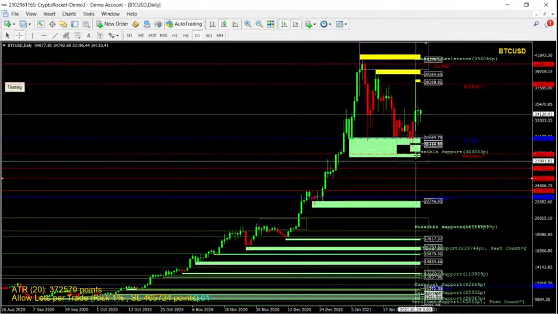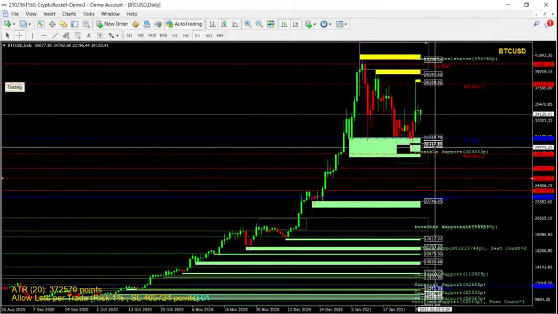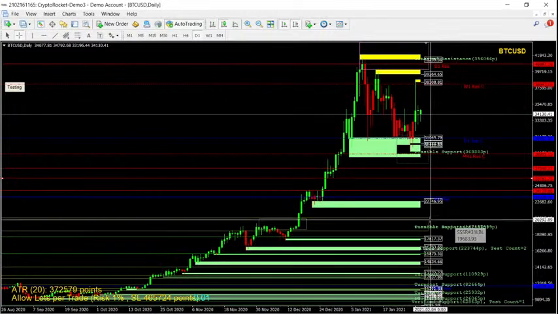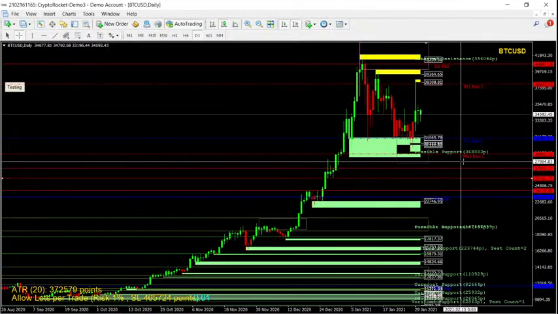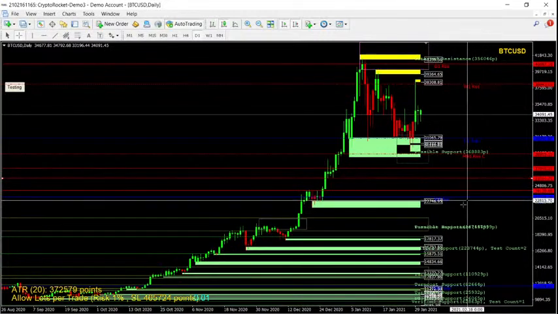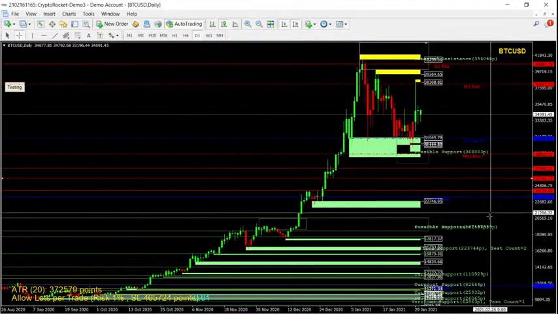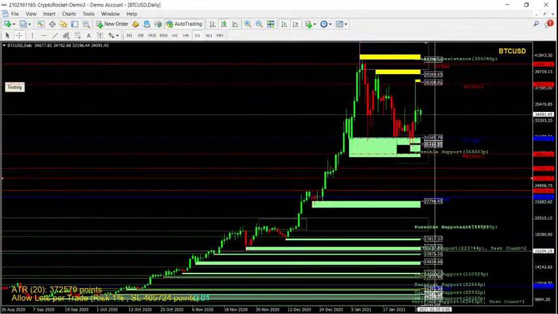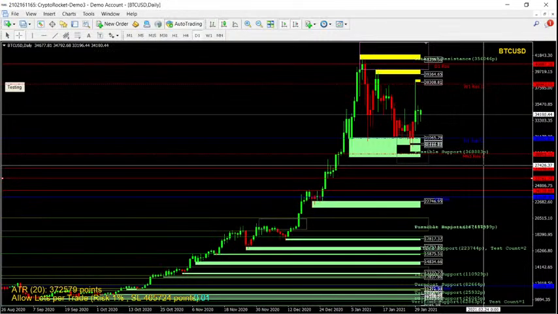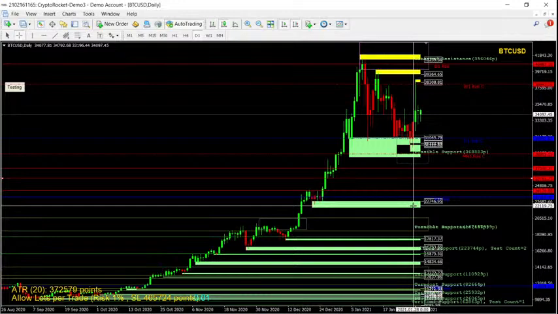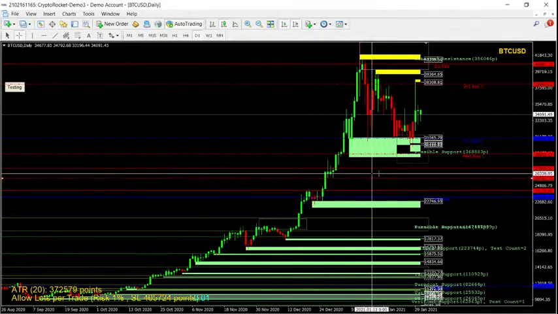But all this mess here, this nested demand here, it needs to hold. Otherwise, we are coming back down. We're going to bounce here, and then eventually find some support in this area where the stack demand begins. So that's just something to keep in mind. It's not saying that that's going to happen. That's just something that you need to watch out for.